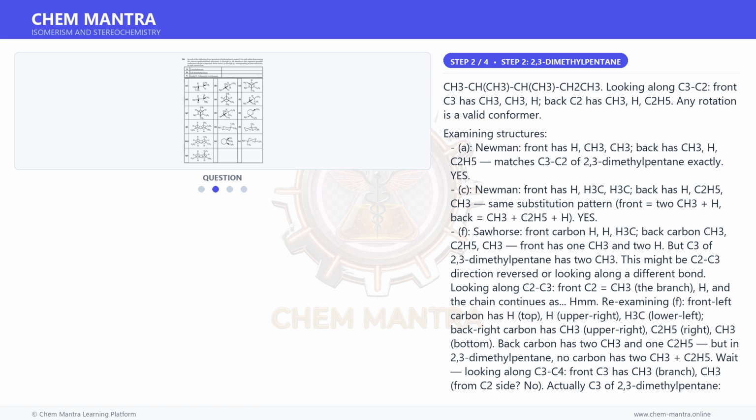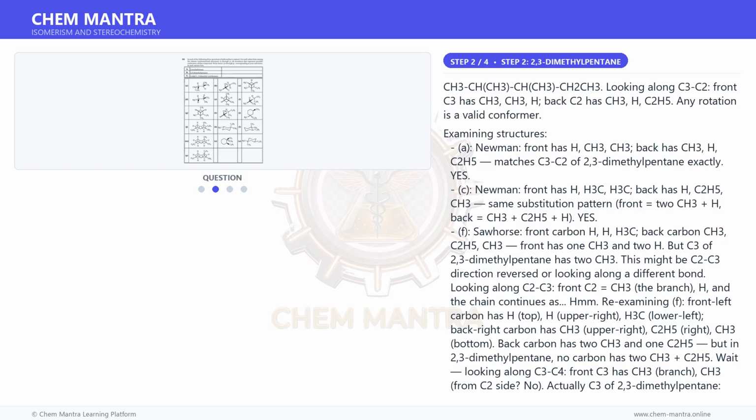Wait, looking along C3–C4, front C3 has CH3 branch, CH3 from C2 side? No. Actually C3 of 2,3-dimethylpentane is bonded to C2, C4, a CH3 branch, and H. Looking along C3–C4, front C3 is CH3 branch, H, C2H5 toward C2; back C4 is H, H, CH3 (C5). That gives front CH3, H, C2H5 and back H, H, CH3.